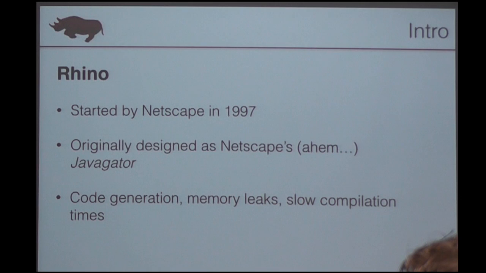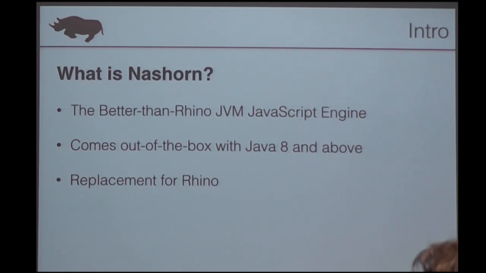And as JavaScript started moving toward being important for server-side development, it became pretty clear pretty quickly that Rhino wasn't going to cut it anymore. And so that's where Nashorn comes in. Nashorn is effectively a better-than-Rhino JavaScript engine for the JVM. It comes out of the box with Java 8 and above, and it's a full replacement for Rhino.